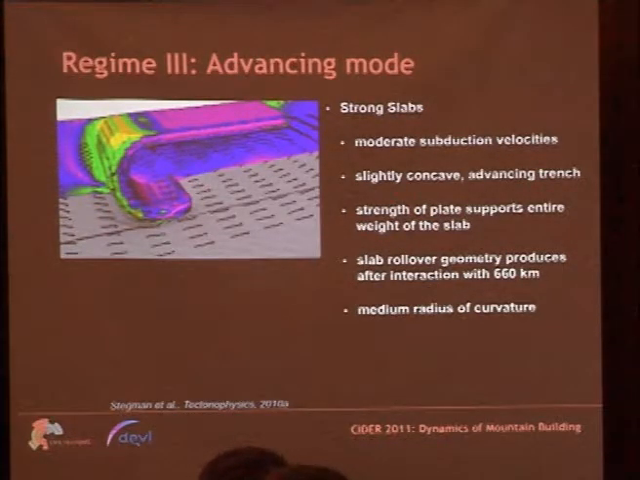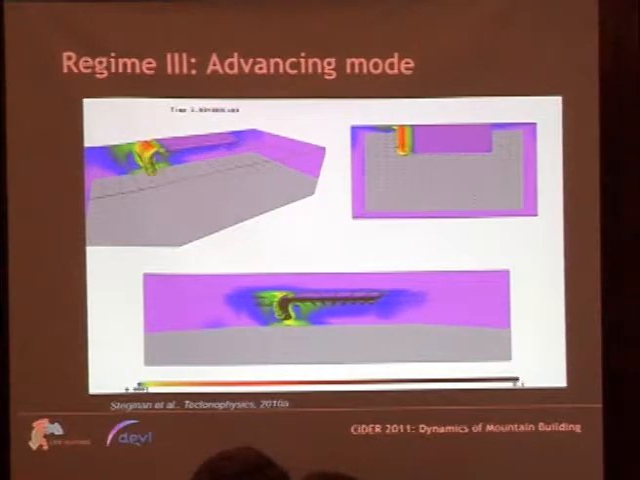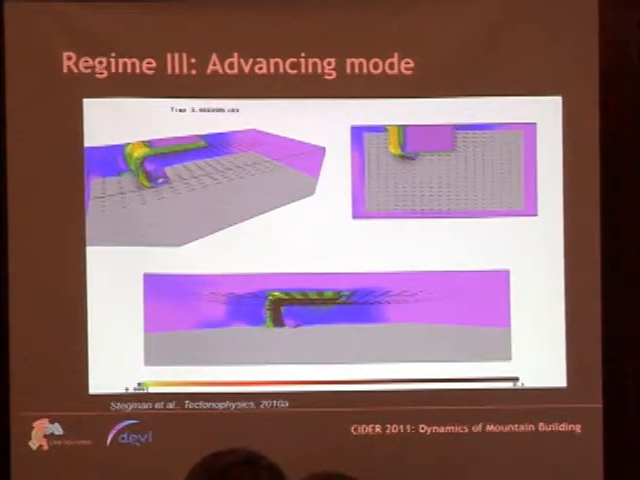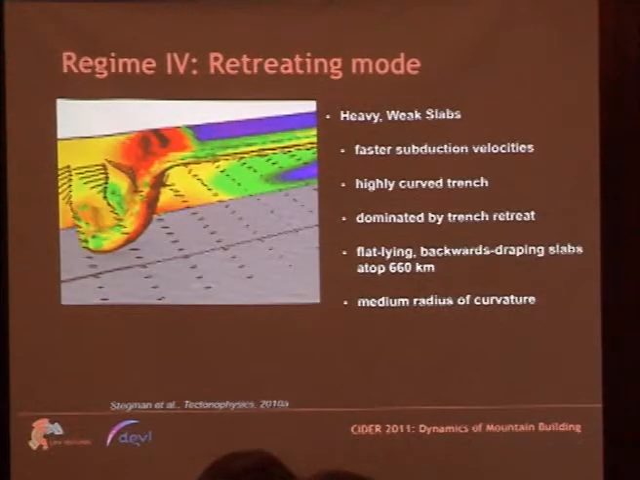So we also have a medium radius of curvature, and then once the slab tip hits the 660, there's this roll forward that's been seen. So you can see this one. We like to call this one the umbrella handle, or in some versions it's more like an elephant trunk. So I like to give these names. Advancing mode is better if you're... Why is it advancing?